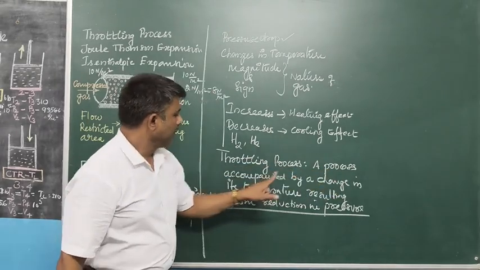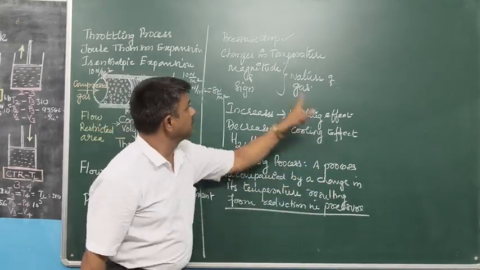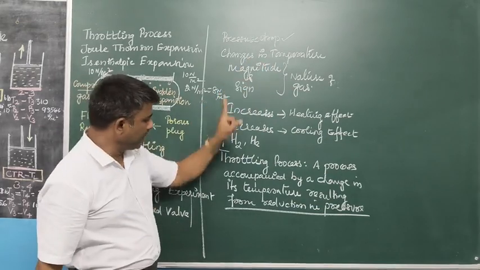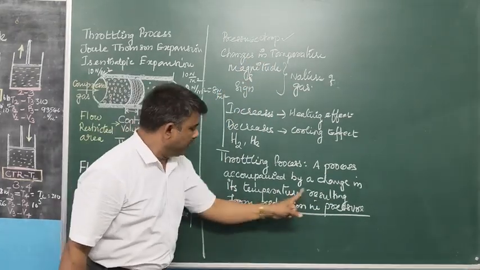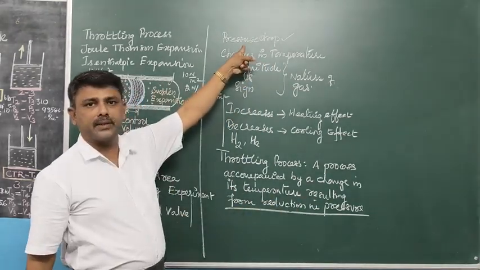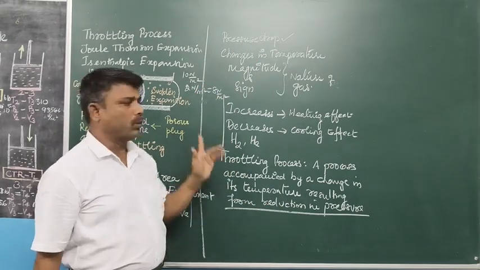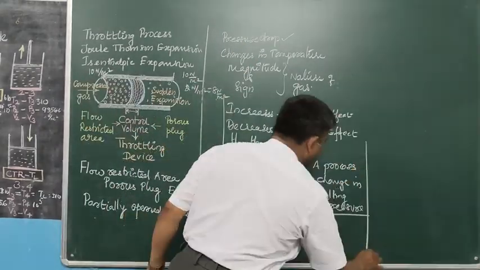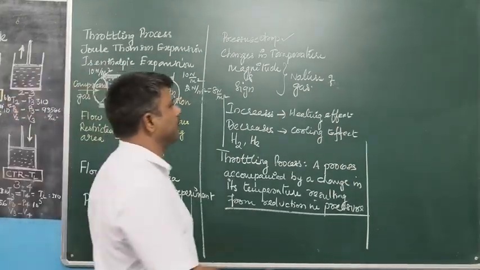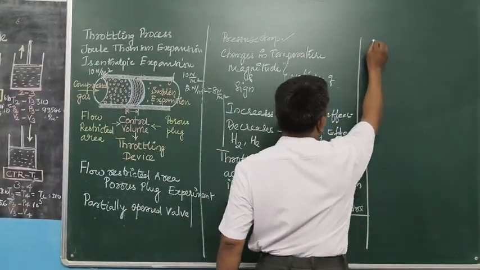A process accompanied by changes in temperature resulting from reduction in pressure is called the throttling process. What next? Joule-Thomson effect. Next, the perfect definition for the Joule-Thomson effect.